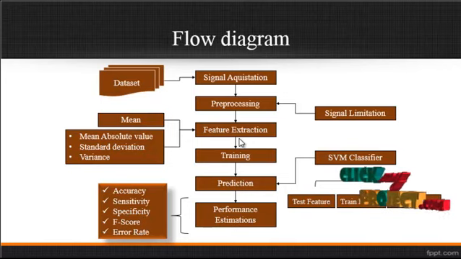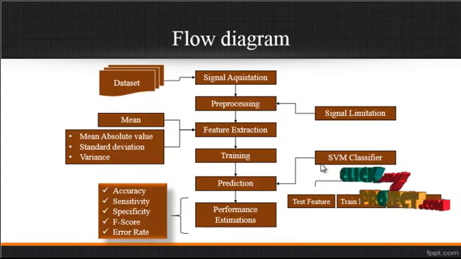Then we move on to the third step, feature extraction. Feature extraction is nothing but collecting data from the corresponding signal. The data is collected by means of mean absolute value, standard deviation, and variance. By using these, we can extract the feature values from the signal. After that, based on these features, it will be trained on the dataset. For example, if the dataset has 100 signals, it will be trained based on these features. After completing the training process, it goes for the prediction process. In this prediction process, SVM classification is implemented to predict which type of hand gesture is there.